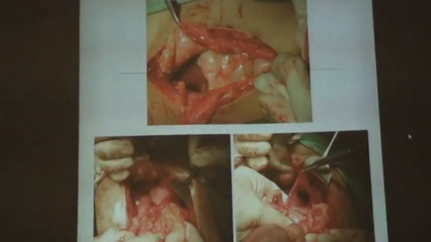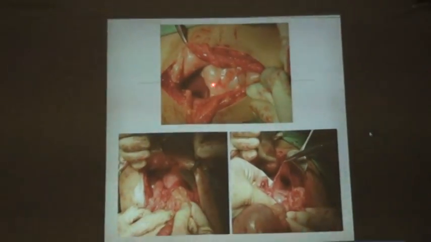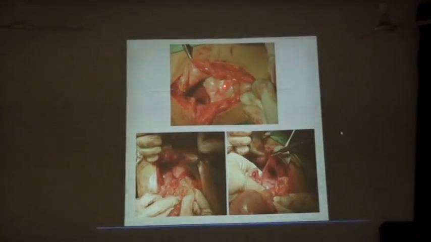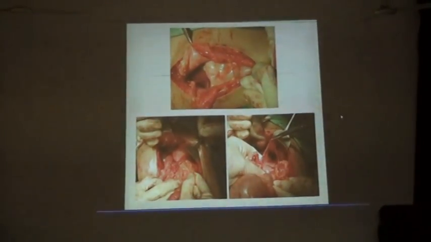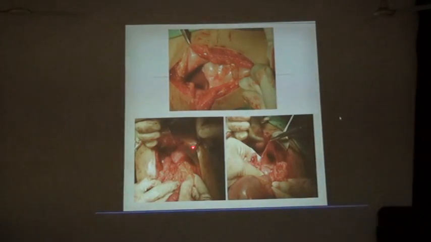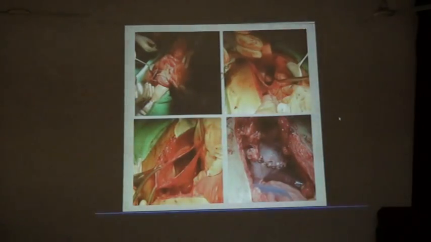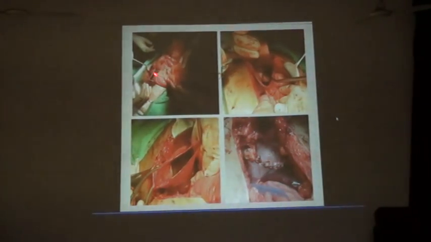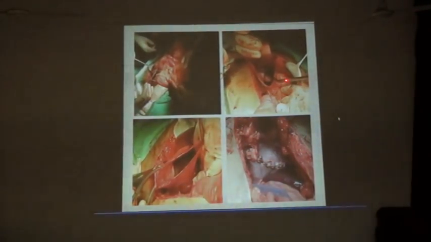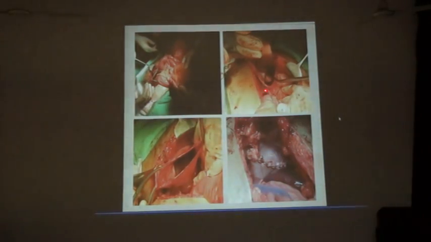These are the pictures which show the contents that have displaced within the thoracic cavity. Here the contents are being pulled out with great care not to damage the spleen. After the entire contents have been pulled out, this is the lax diaphragm. These are the contents that have been reduced. This is the rent in the diaphragm.